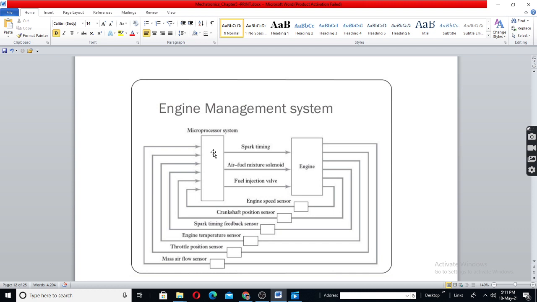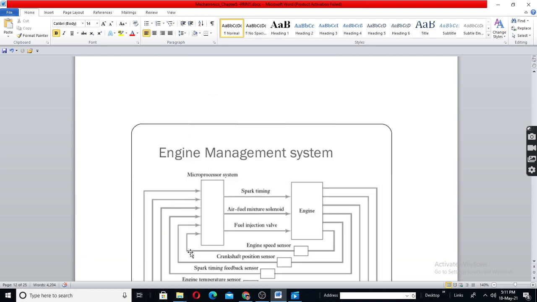So the microprocessor will understand to what extent the throttle position has opened. Accordingly, it will send the air required for that particular fuel. See, when we press the accelerator, the throttle valve will be opened. More angle of the accelerator means more air. So the microprocessor has to look after many functions.